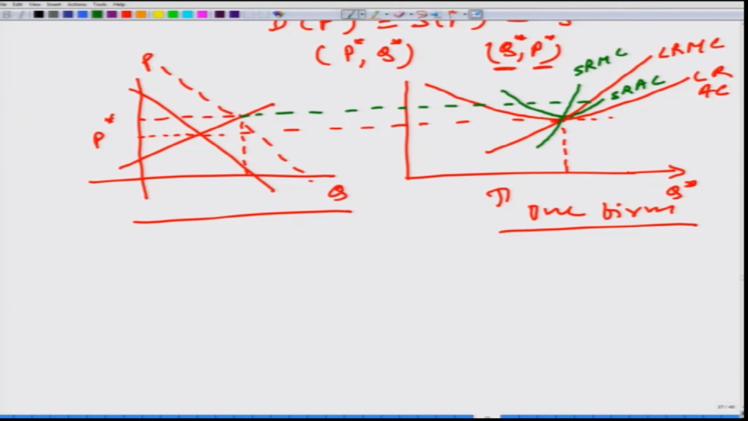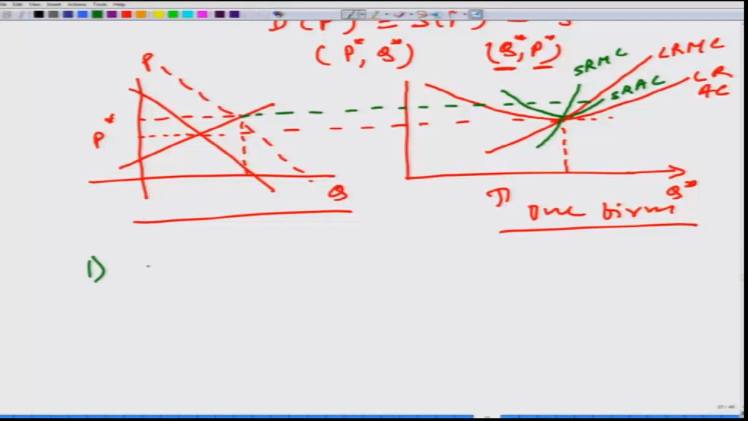What would it do? It would induce other entrepreneurs to enter the market, because they are looking for profit making opportunities. Okay. So, then of course, what would happen? The supply would increase. Now, what would be the new long run equilibrium? It depends how much the supply increases.